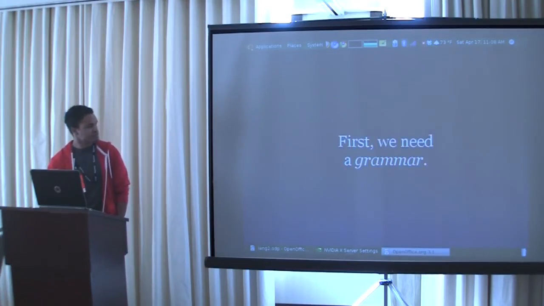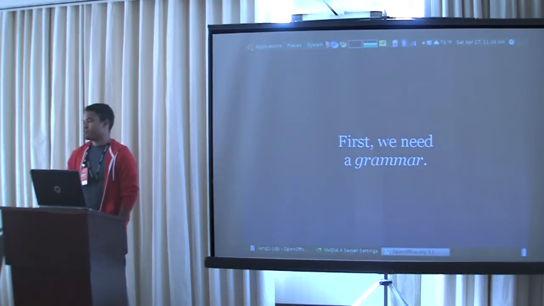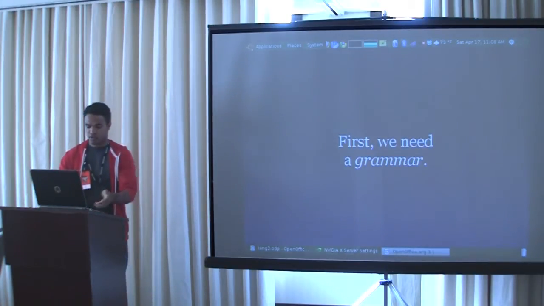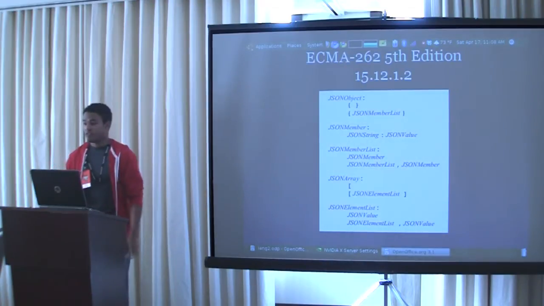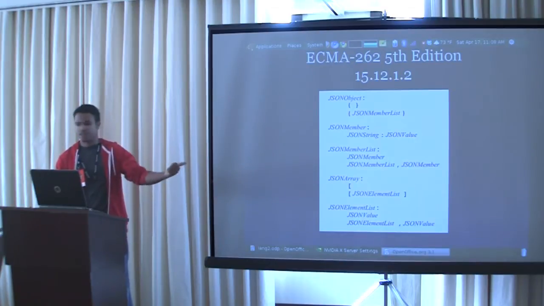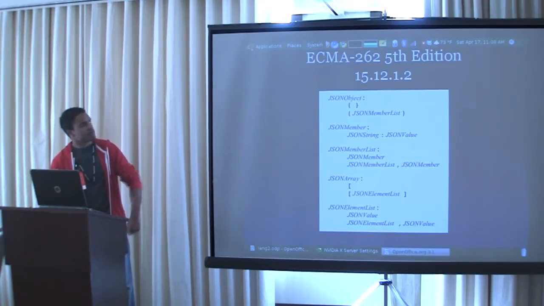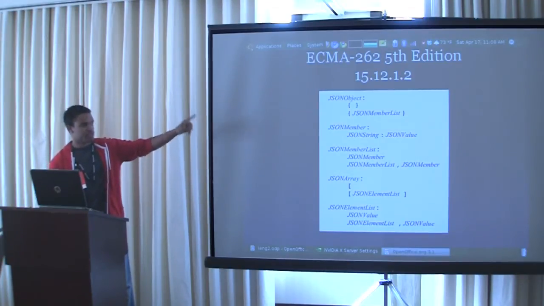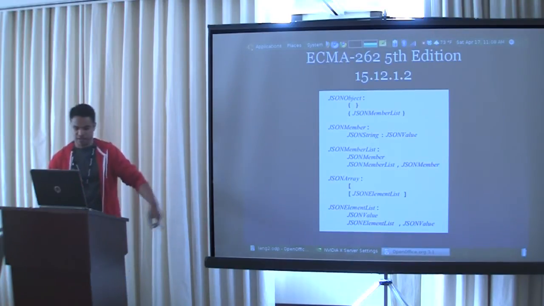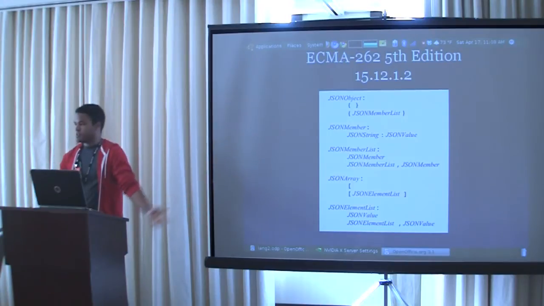So first, we need a grammar. A grammar describes what valid tokens are and the structure of it. I don't know if you guys have ever checked out a language specification before. This is a snippet from the ECMAScript specification, the 5th edition, so it just came out. Since JSON was added to the language, they have a grammar describing JSON right there. And our Parser Generator takes in a description basically just like that.